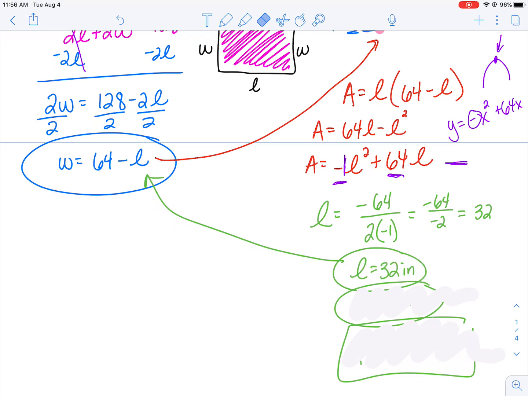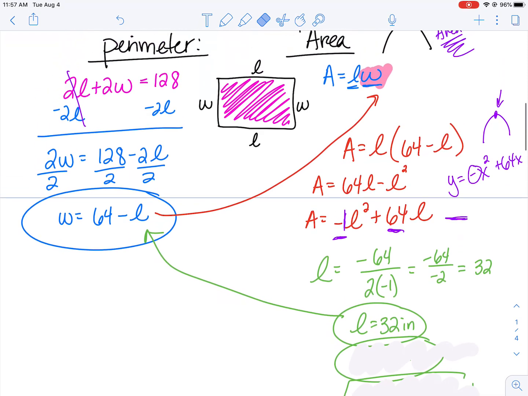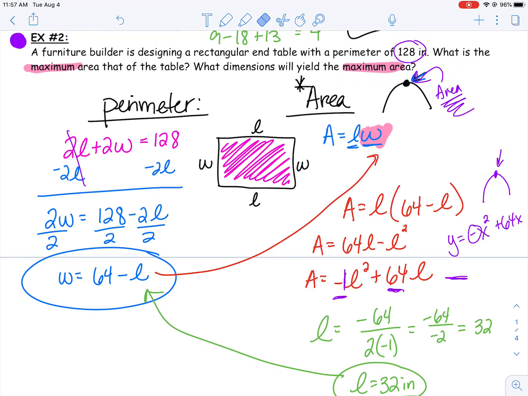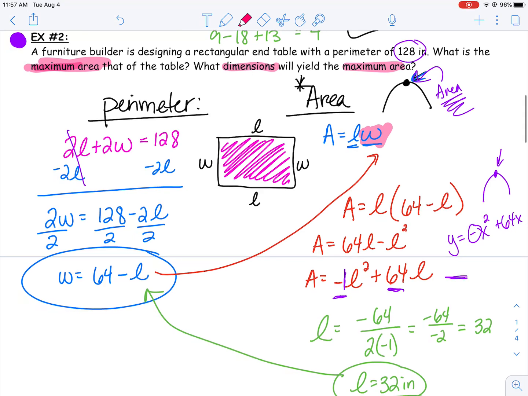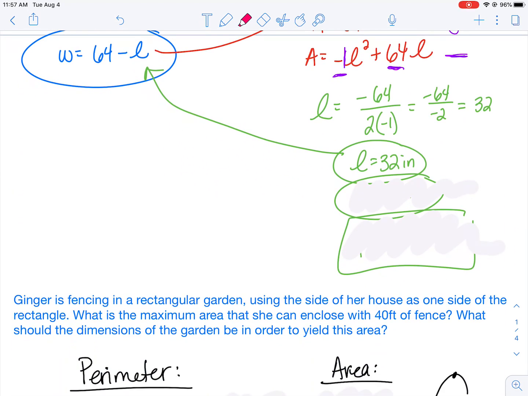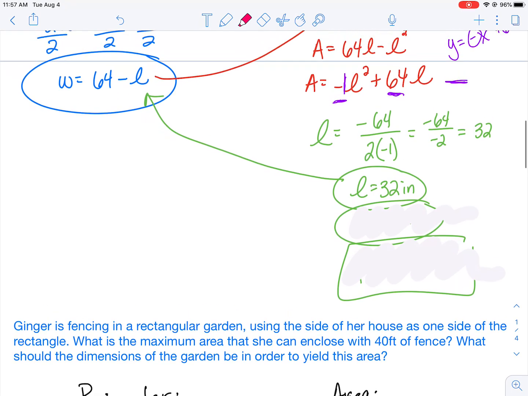So I know that the length, in order to have a maximum area, has to be 32 inches. Now, the question didn't really ask us for just the length. Didn't the question actually ask us for both dimensions and what the maximum area is? So I need to make sure that I answer all pieces of my question. I know that in order to get a maximum area, I need the length to be 32. So if the length is 32, what would the width be? Well, you notice that I should be able to take the length, L equals 32, and plug it into my equation for width. I should be able to find W by replacing the L with a 32.